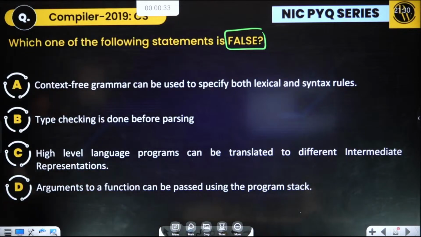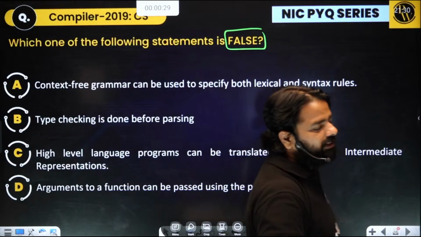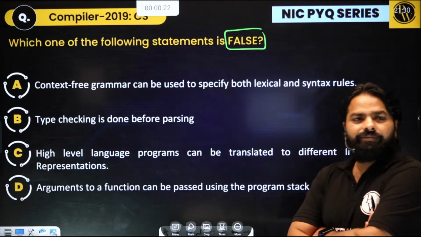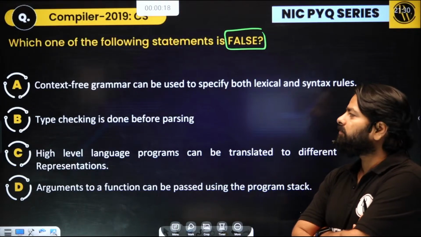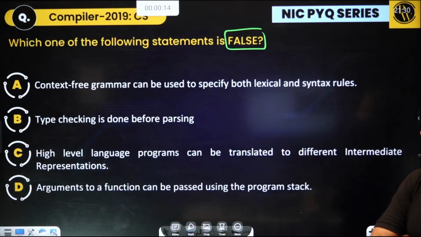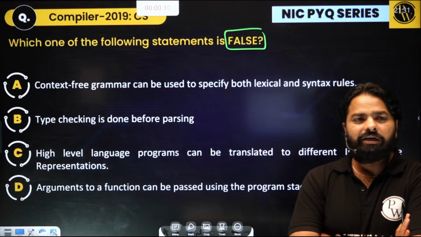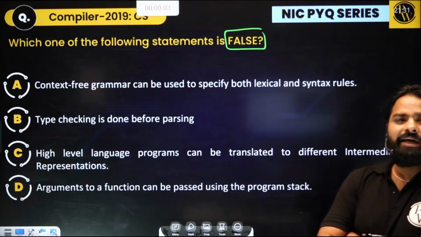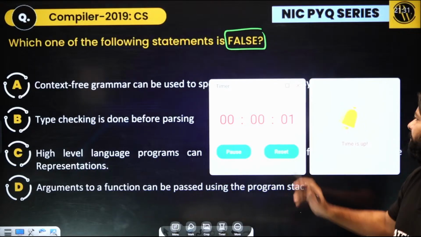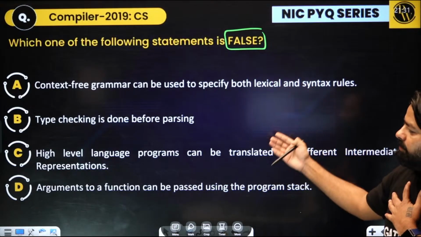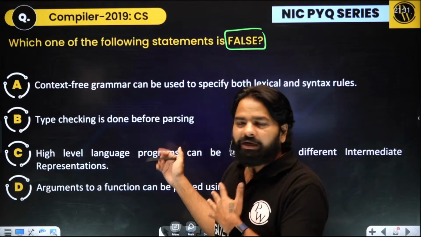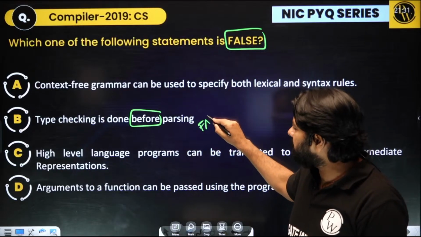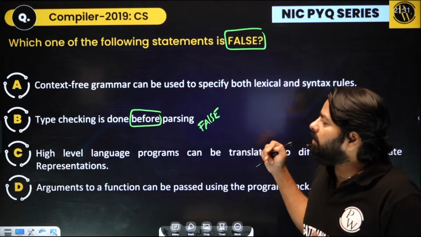Not required. Arguments to a function can be passed using the program stack. Yeah. Which is the false statement among all of them? False statement, just the false statement we require, not true. Remember, don't find the true statement here. True statements you just ignore, and the false statement you identify. That's also very easy. Even if you don't understand many statements here, there is a statement for which you already have the answer. Don't make those mistakes. Even if you don't understand options A, C, D, the type checking is done after parsing. Here before is given, but you know type checking will be done in semantic analysis, and this is a false statement, right?